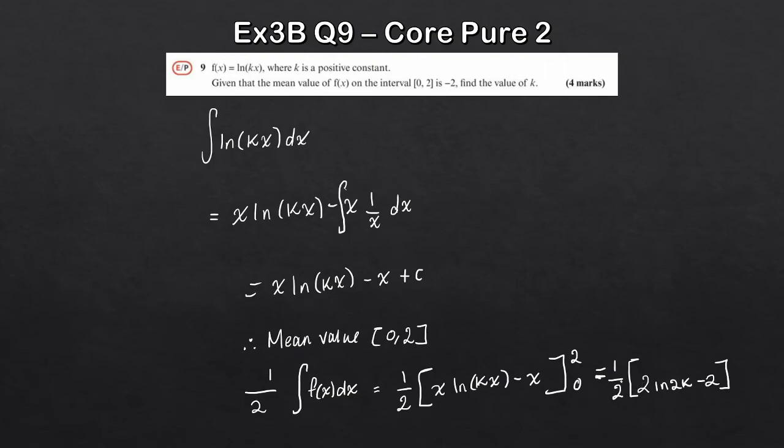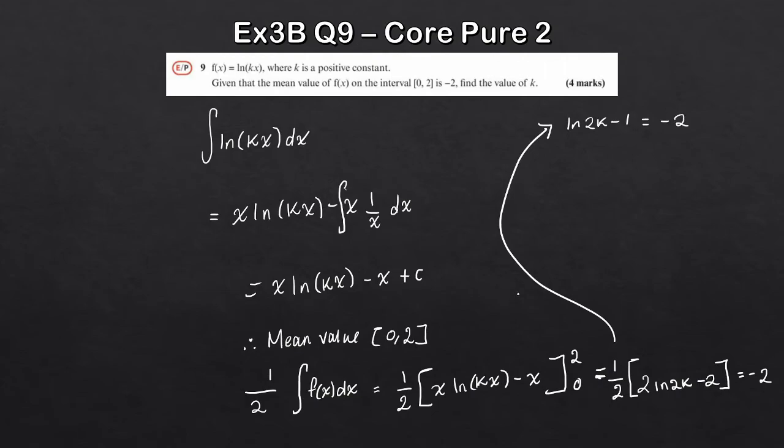And the thing we've just got to add on here is that we know this given mean value is equal to minus 2. So I can set this equal to minus 2 now, because we're going to need to do that to solve for k. So here now, we've got half of this expression. So just timesing each thing by a half, that's going to be just ln 2k minus 1. So we take this all the way to the top. So that's ln 2k minus 1 is equal here to minus 2.